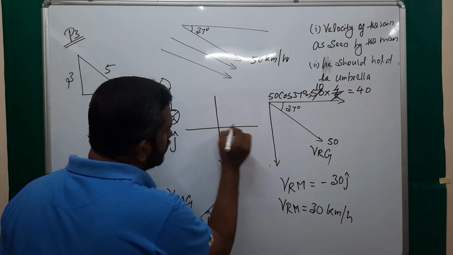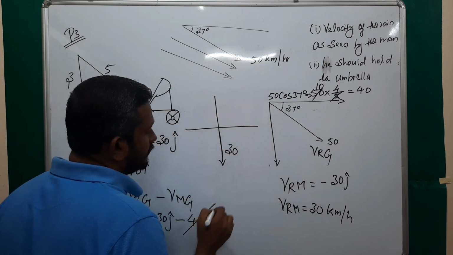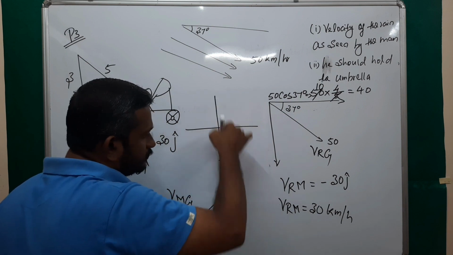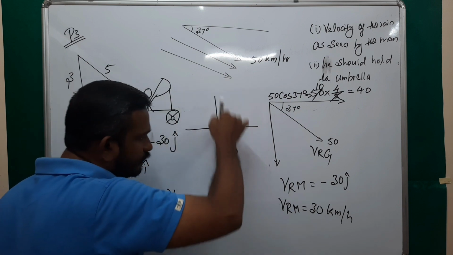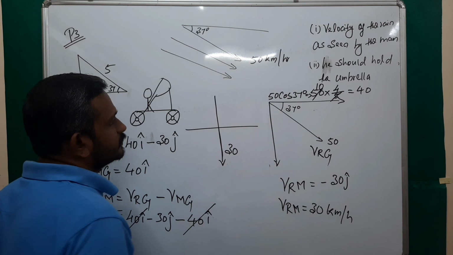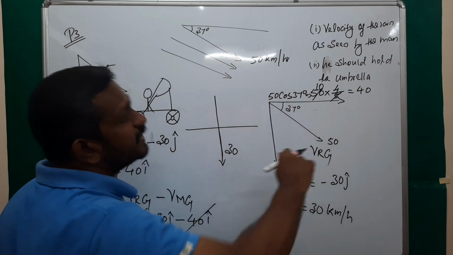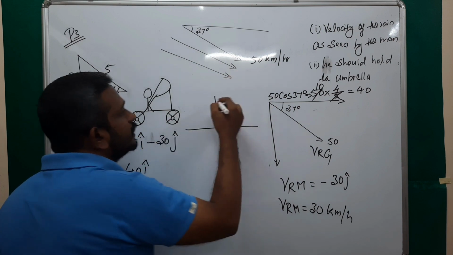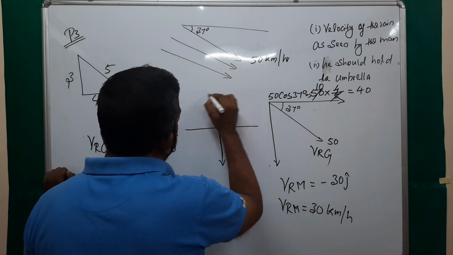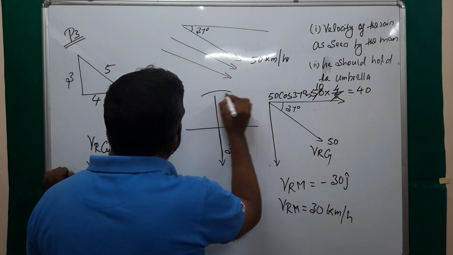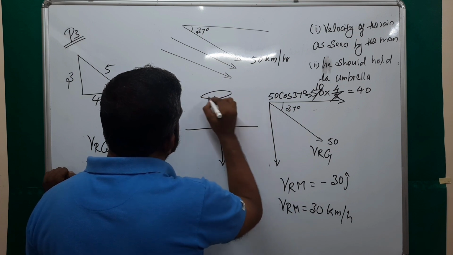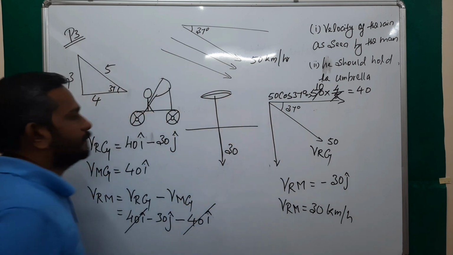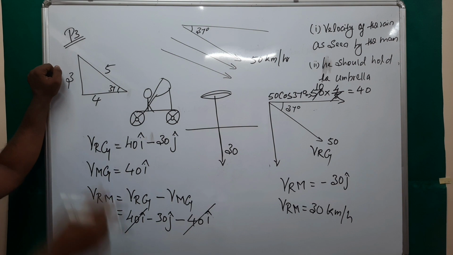So the man is riding the bicycle here. For the moving man, the rain is falling vertically downwards. So, second question, in which direction should he hold the umbrella? He feels that rain is coming in this direction. So, definitely, he should hold the umbrella like this. He should hold the umbrella vertically.